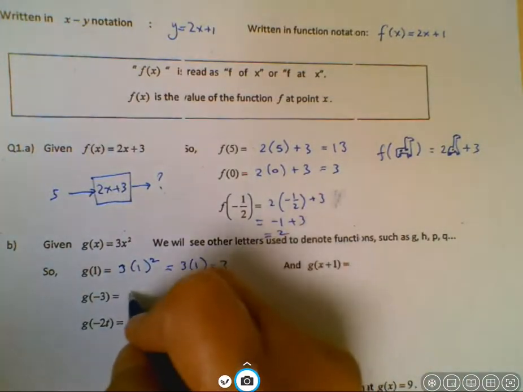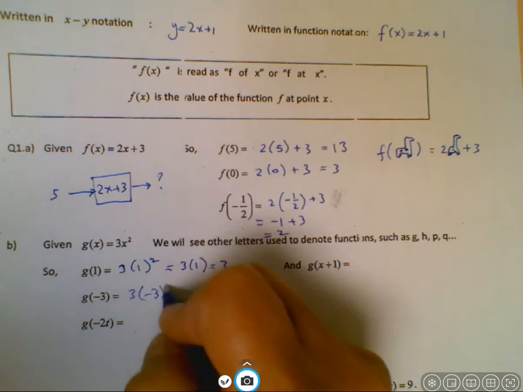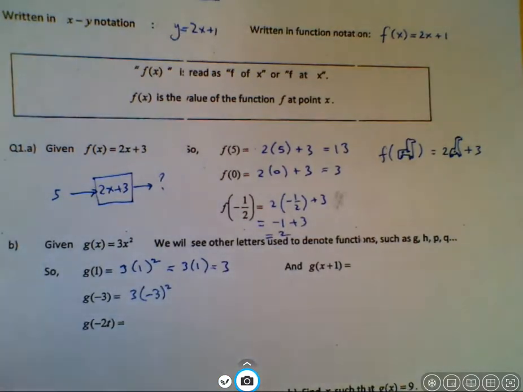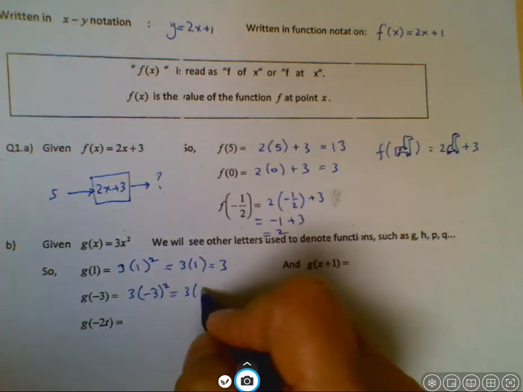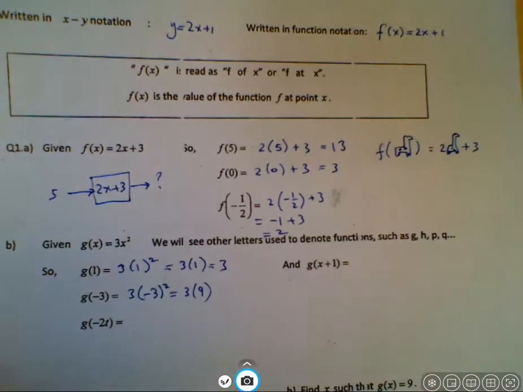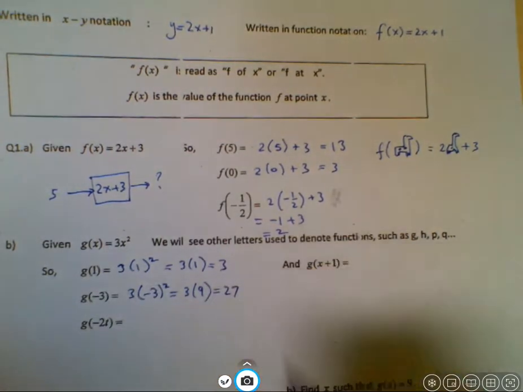Okay, g of negative 3, same thing. We'll put the negative 3 as your input and figure that out. So that's going to be 3 times 9. Remember, just negative 3 is squared, and that's 27.